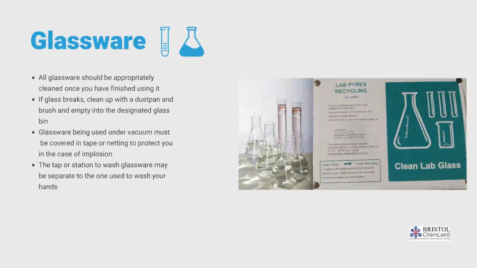All glassware should be appropriately cleaned up once you have finished using it. If glass breaks, you should sweep it up with a dustpan and brush and empty into the designated glass bin. Glassware being used under vacuum must be covered in tape or netting to protect you in the case of implosion. The tap or station to wash glassware may be separate to the one used to wash your hands.